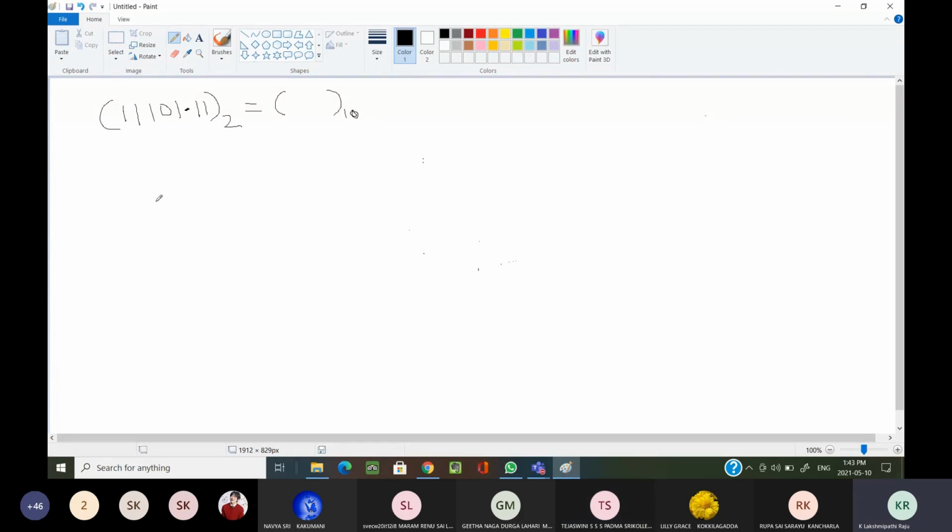Very good. First, let us separate the integer part as well as the fractional part. This is my integer part, and this is my fractional part. Integer conversion we already know. Everyone knows it. Tell me what is the procedure for integer conversion.